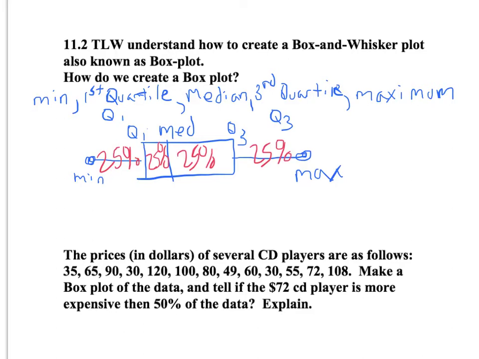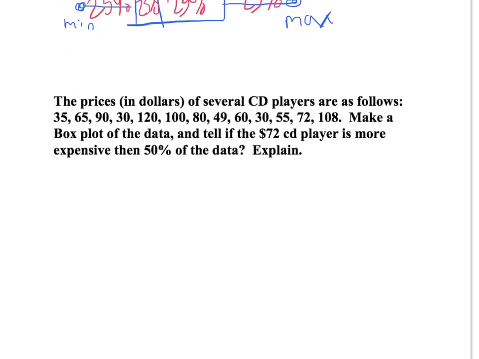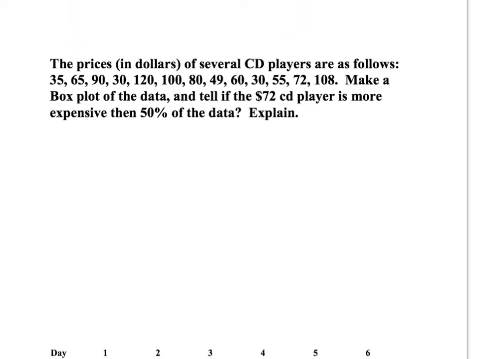Now, let's look at our first example. Okay. Step 1, you look at the data. The prices in dollars of several CD players are as follows: 35, 65, 90, up to 108. Make a box plot of the data and tell if the $72 CD player is more expensive than 50% of the data. Explain. Well, first step, rewrite the data in order from least to greatest.